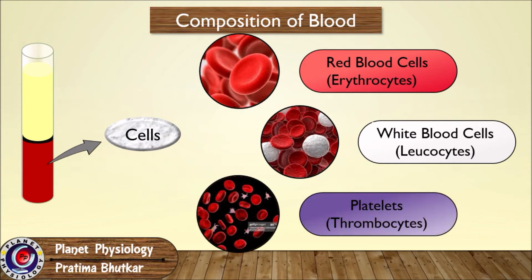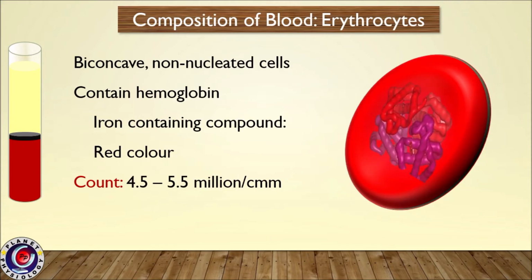The third component of the blood cells are platelets. These are very small, minute, disc-like cells, and therefore they are called as platelets, and they are also called as thrombocytes because they play important role in thrombus formation or clot formation. Let us study these cells one by one.